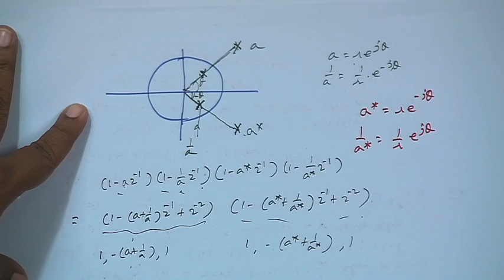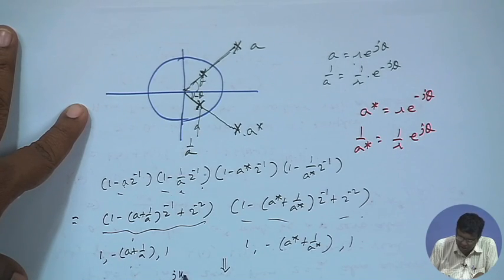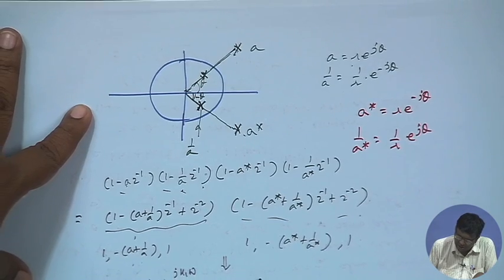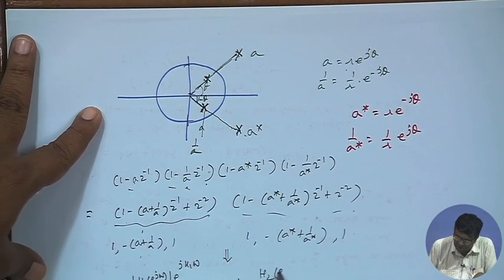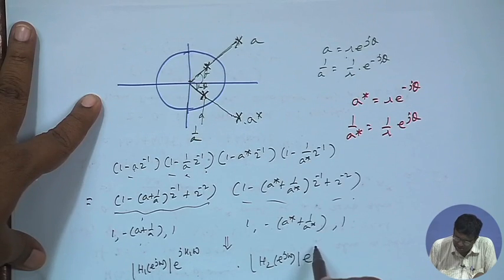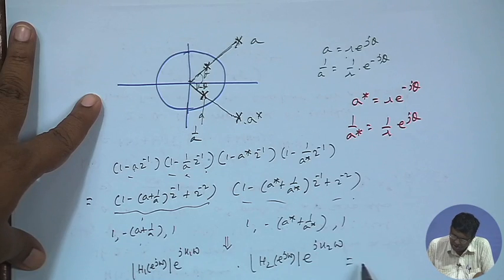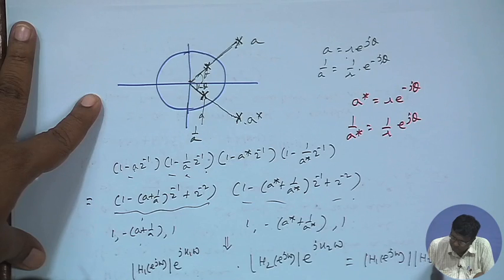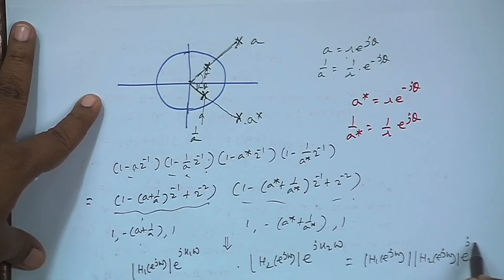In the DTFT domain, this might give rise to some H1 e to the power j omega, which will have a magnitude part and a phase which is some constant k1 omega, and this will give rise to H2 e to the power j omega, which will have a magnitude part and a phase some k2 omega. If you multiply the two, because they are cascaded, the magnitude will be the product of the two and the phase will be added. So the phase will continue to be linear phase.